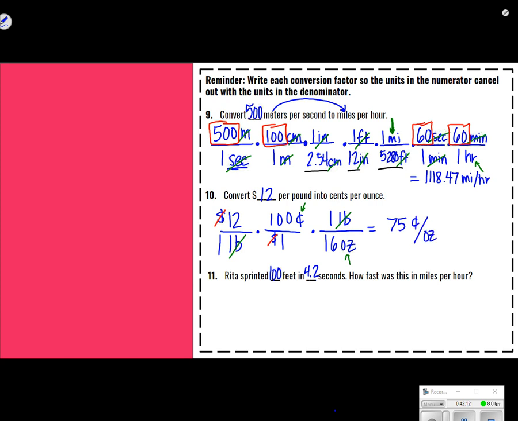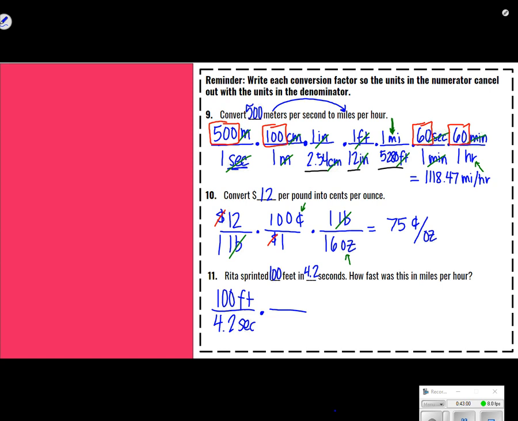All right, here is where, remember we were looking at meters per second, 500 meters per second. This is 100 feet in 4.2 seconds. So you can still create a rate, a fraction, and do some conversions even though it's not over 1 pound or 1 second or anything like that. And we still want to convert to miles per hour. I always start with the one on top. So I'm going to change feet to miles. Then I'll change my seconds to hours.